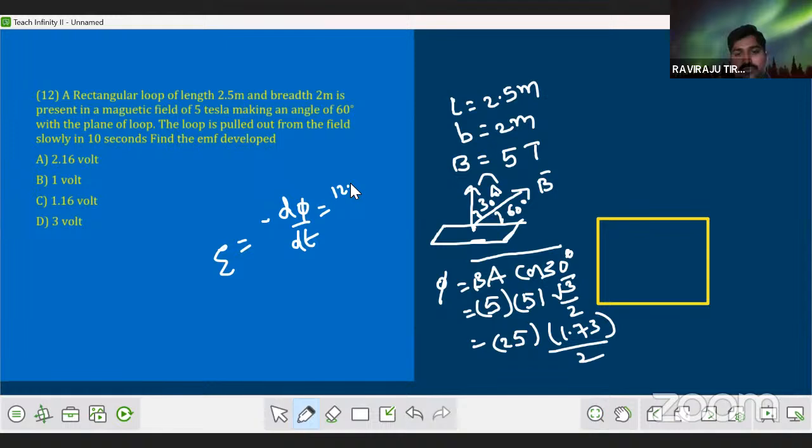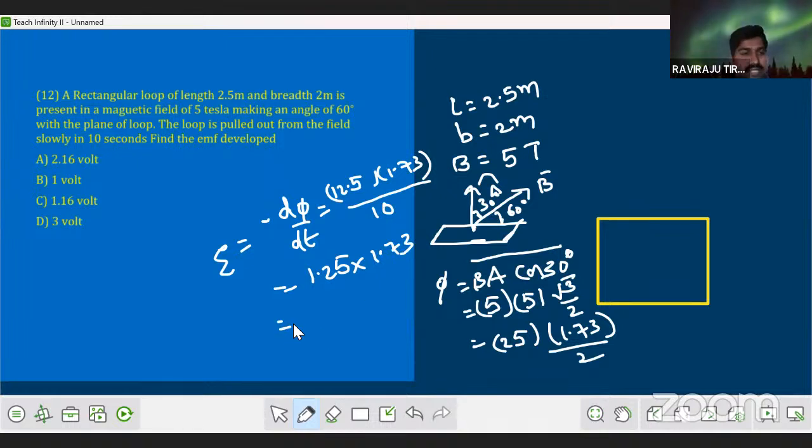Root 3 is nearly 1.73, by 2. So 12.5 into 1.7 by time. How much time is given? In 10 seconds it is given. Time is 10 seconds. So that will be 1.25 into 1.73. You can check the nearest answer. Nearly 1.3 into 1.7 also gives a close value. 2.16 will be the nearest answer here. Even if you solve exactly, you will get the same answer. Answer will be 2.16. There is only one possibility for any student to make a mistake.